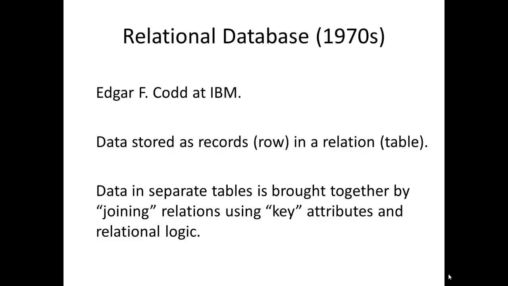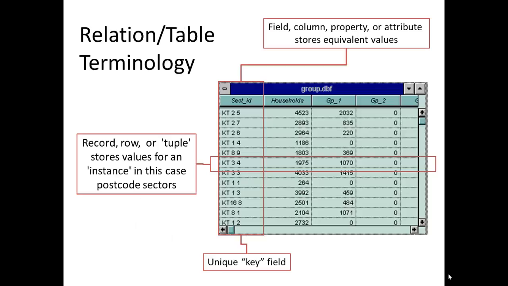And the data that is stored in separate tables is brought together by the process of what we call joining relations, using key attributes and relational logic. What does that mean? Okay, well, we'll see that in a sec. Quick little tour of relation table terminology. Now we're going to revisit this in the second half of the lecture when we look at the relational database and modelling more generally. But here's the terminology of a relation or a table.